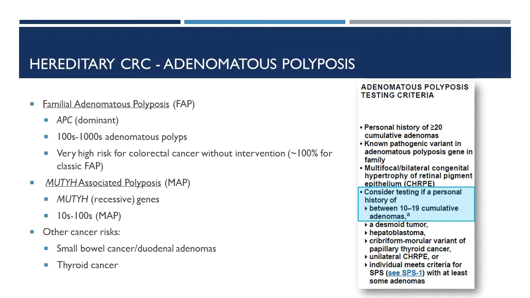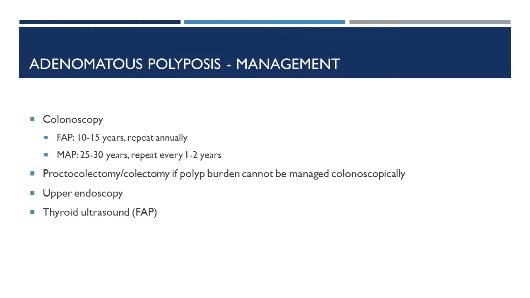Earlier and more frequent colonoscopy surveillance is recommended for individuals with hereditary adenomatous polyposis, with an earlier initiation for FAP versus MAP. For individuals whose polyp burden cannot be managed via colonoscopy, proctocolectomy or colectomy is recommended. Additional surveillance includes upper endoscopy and thyroid ultrasound for FAP patients.